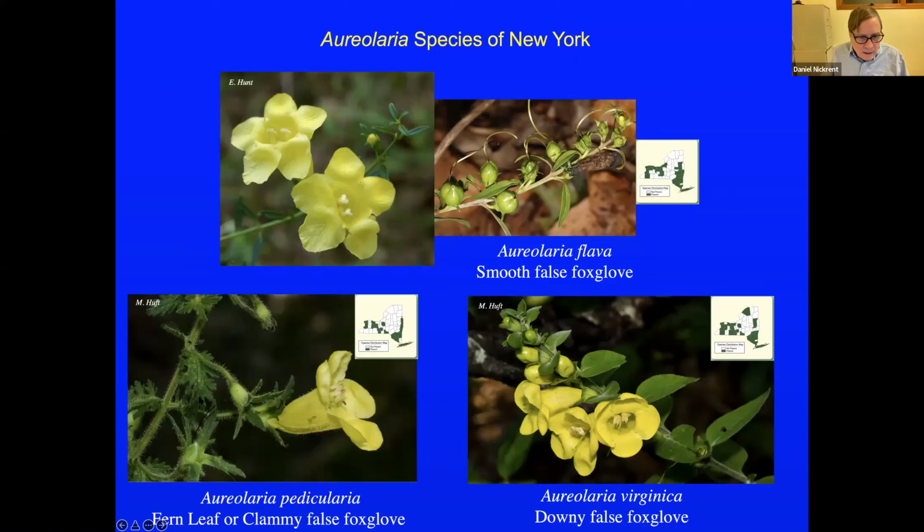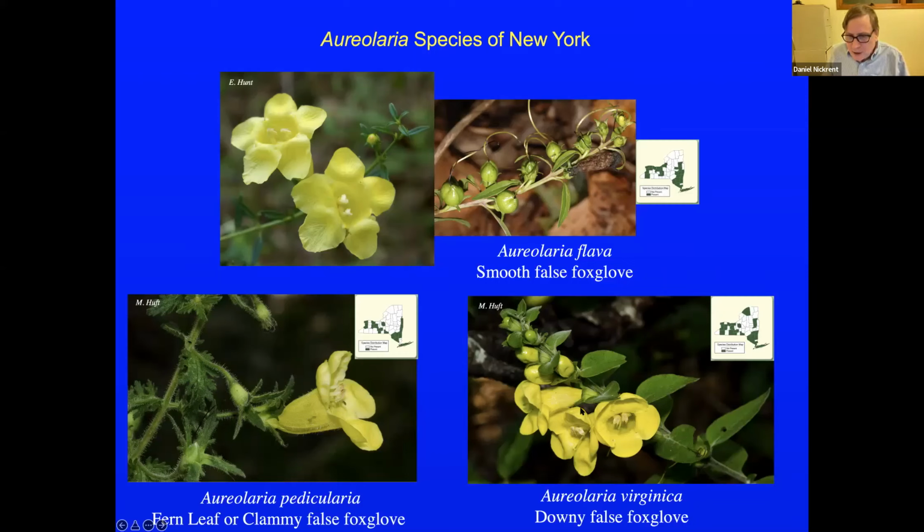This one, pedicularia, has the sort of glandular leaves. That's very different than all the rest of them. They're kind of dissected and glandular. My mentor, Lytton Musselman, always asked which Aureolaria it is, this pedicularia. It likes power line cuts, so we always find this in a power line cut.